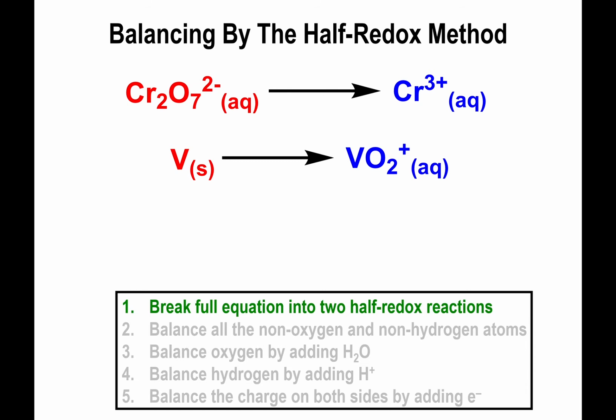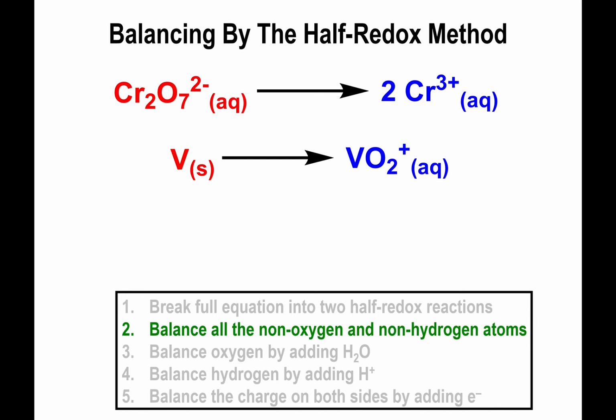Alright, what we do now is we balance all the non-oxygen, non-hydrogen atoms. That's to say that the chromiums and the vanadiums need to be balanced in this equation. And if you look carefully, you'll see that you have two chromiums on the left side of the first equation, but only one on the right side. So you'll need to multiply that by 2 to balance the non-oxygen, non-hydrogen atoms. Vanadium, we only have one on the left side, one on the right side. This is balanced.